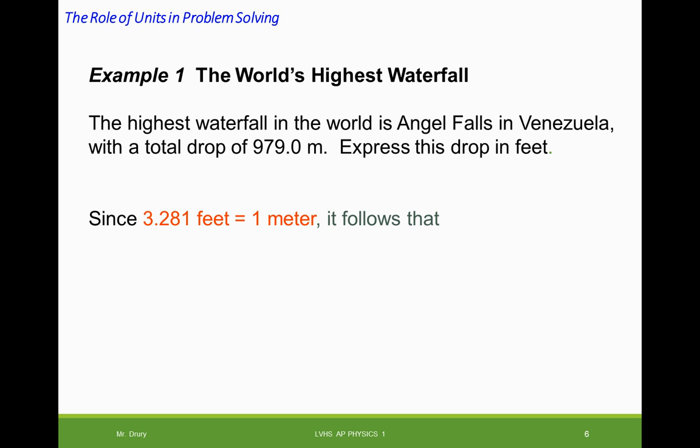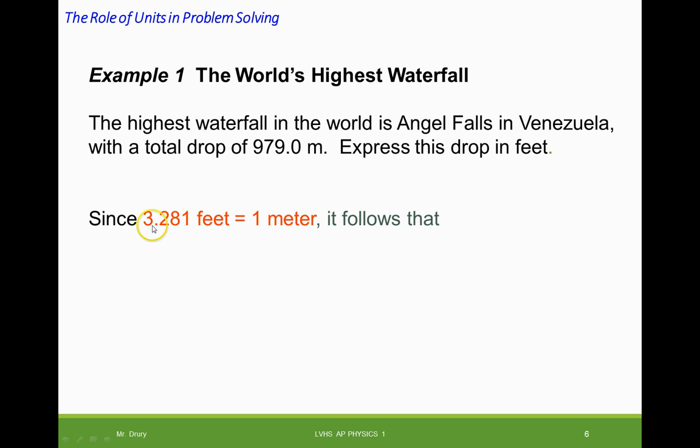The world's tallest waterfall is in Venezuela, Angel Falls, and it has a total height of 979.0 meters. Now, you might be confused by the idea of the 0.0, but as you learned from your chemistry class, the 0.0 is signifying that this number is known or significant to the tenth digit. You would have no problem with 979.1 or 979.2. You shouldn't really have a problem with it being 979.0.